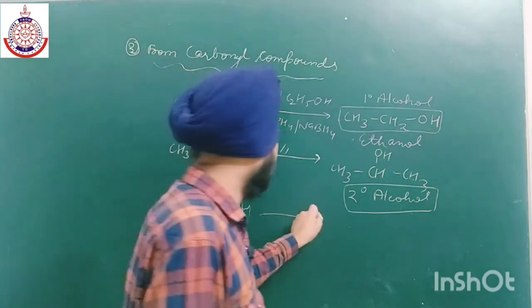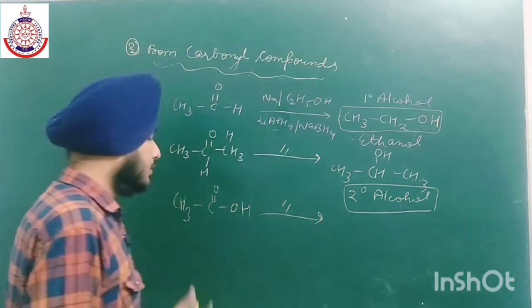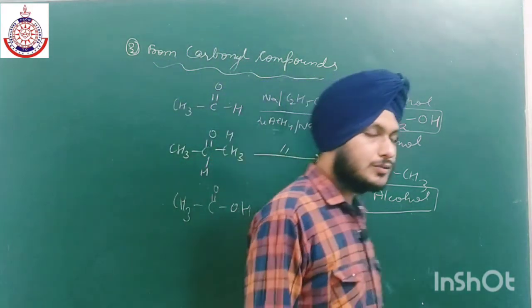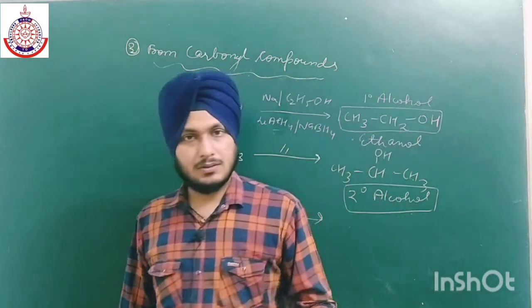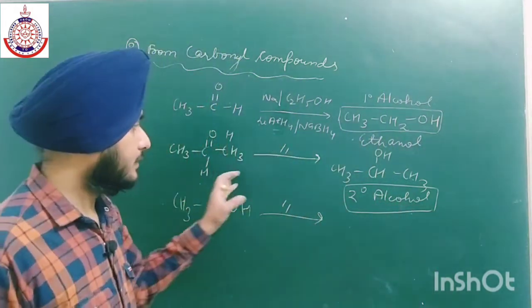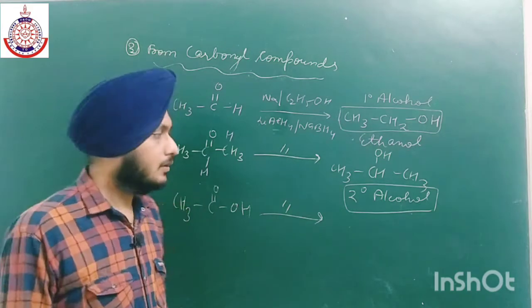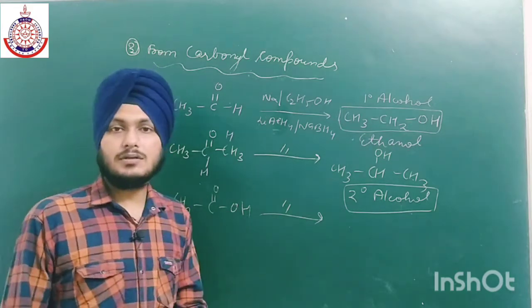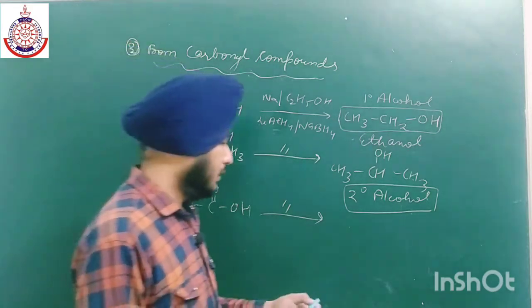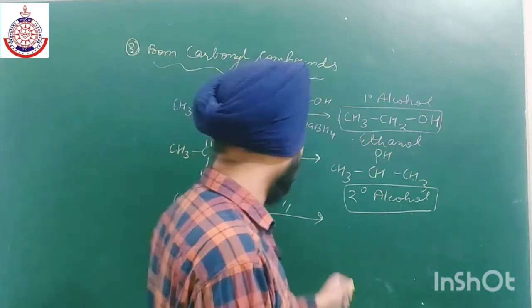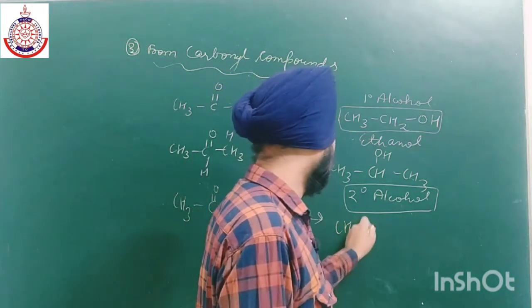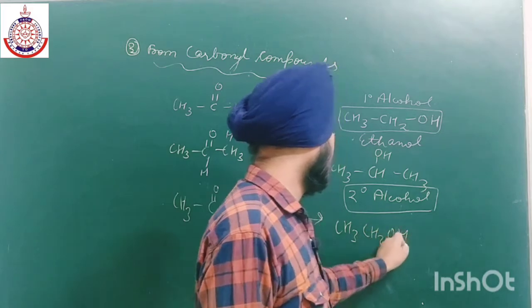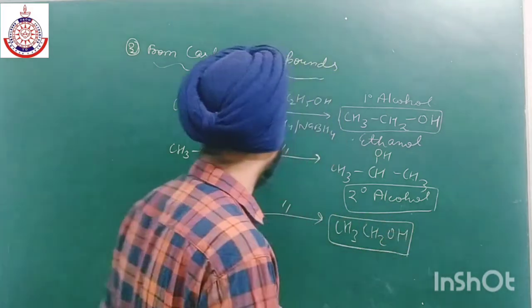So we can also change it. In case of carboxylic acid, we have to use strong reducing agents. Carboxylic acid can be changed into alcohols; we can prepare it by taking a strong reducing agent only. So the product will be CH3CH2OH, ethanol. Okay, we'll get ethanol as the product.